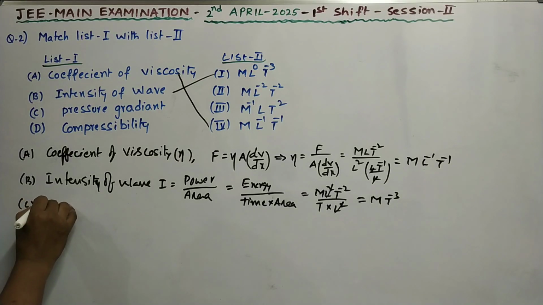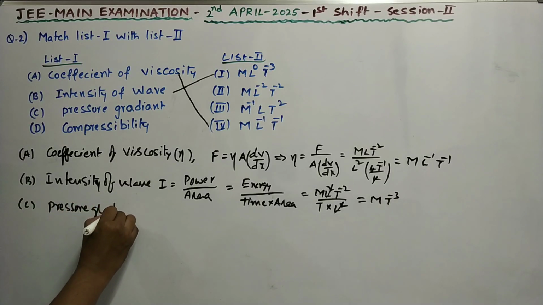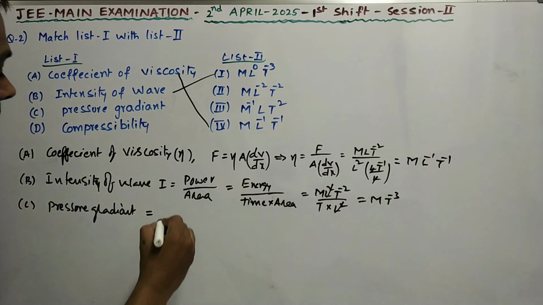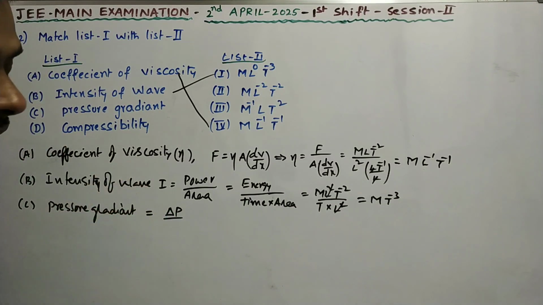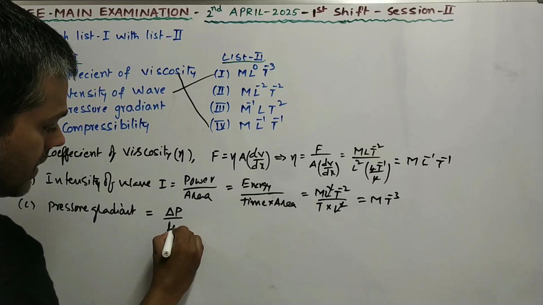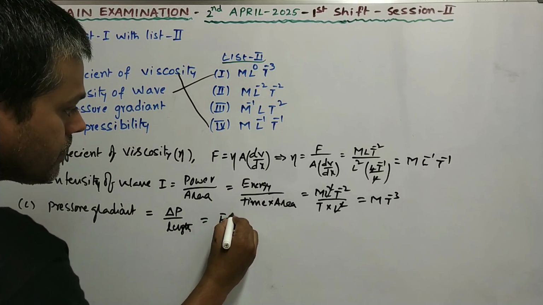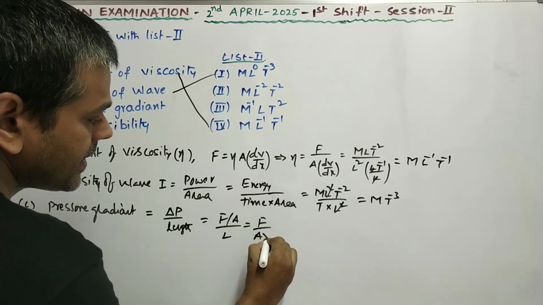Next, the third one, pressure gradient. Pressure gradient is nothing but the difference in pressure per length, the length between two successive layers. So pressure is force by area, and dividing by length, it is F by area into length.